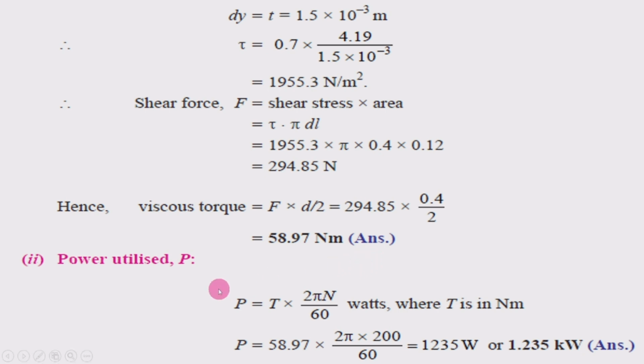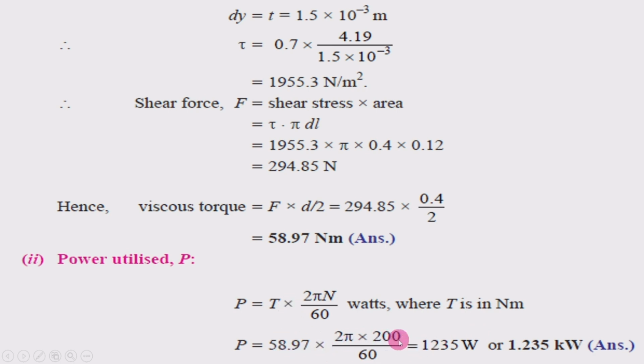Then the next point: we are going to find out the power utilized, the power required for that. The power can be given as P equal to T multiplied by 2 pi N by 60, or 2 pi NT by 60. The T is the torque in Newton meter. Then in P we are going to substitute 2 pi N.